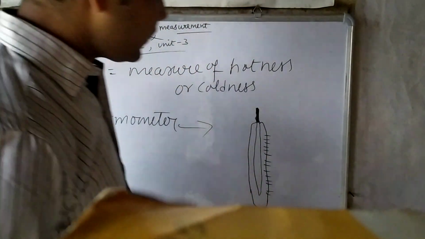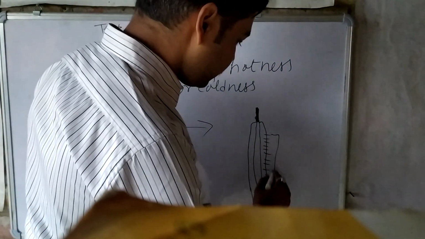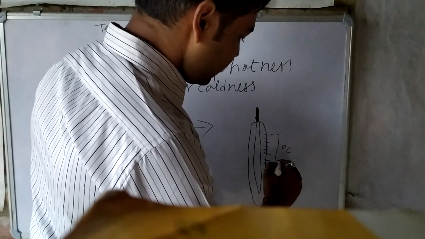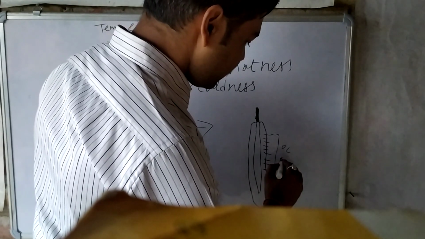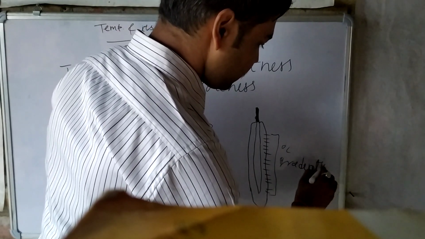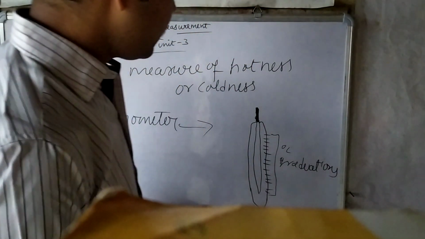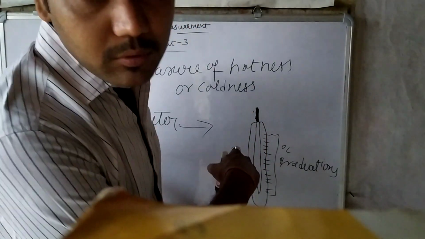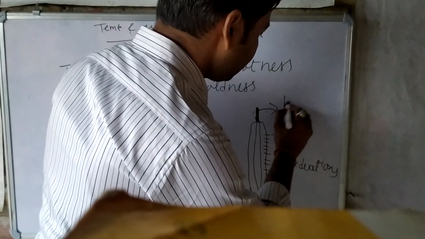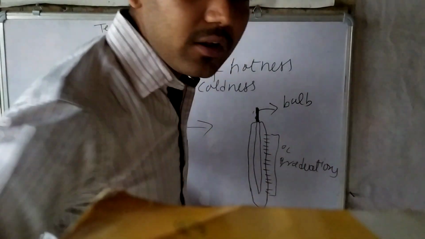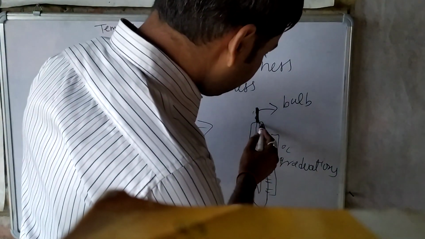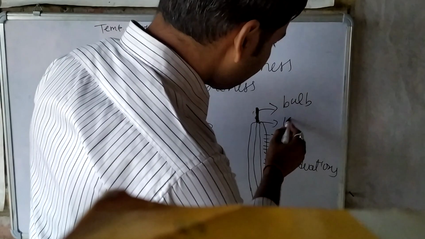See, a thermometer is something like this. Here we have graduations, that is markings, in degree Celsius or in Kelvin scale. And this is a bulb in which mercury is filled. What is this? This is a kink.